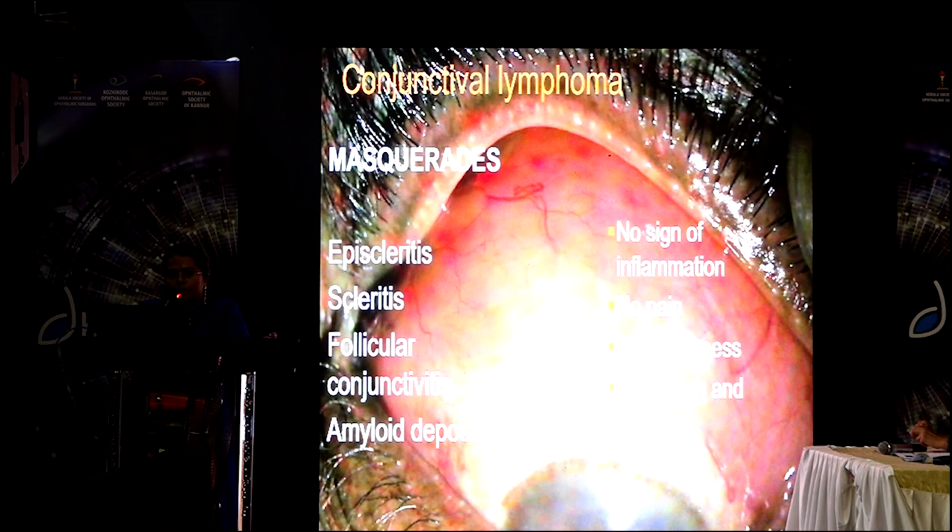It can present like an episcleral or scleral lesion, managed elsewhere, not improving, and referred to us. In such cases, there are no signs of inflammation, no pain, and no tenderness. This is just a mass, but it doesn't respond to steroid therapy and keeps persisting.